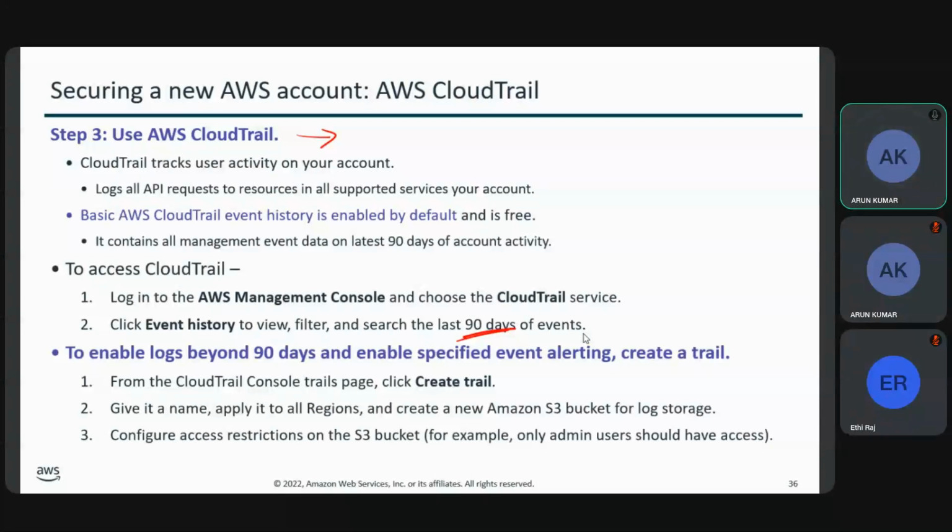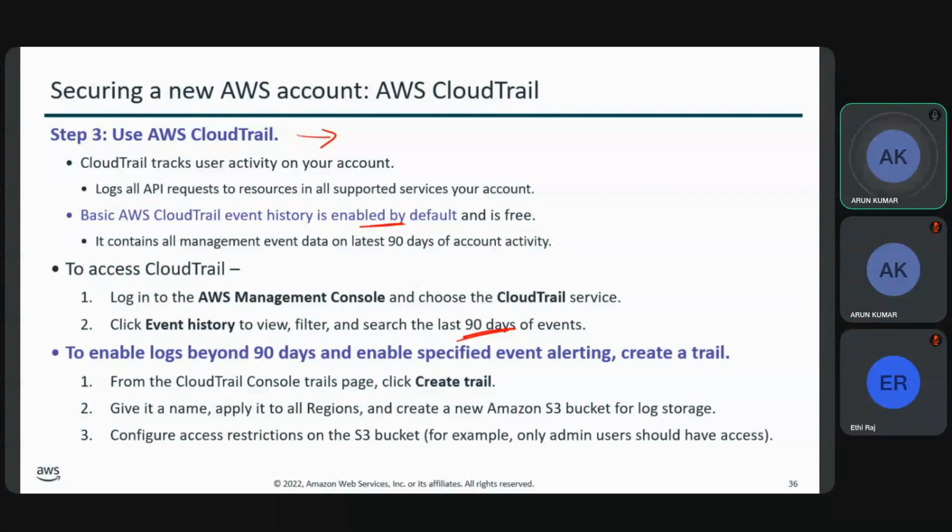But before that, one has to start using this CloudTrail service. So CloudTrail is required. Once it is enabled, by default you can get the access up to 90 days. So for any basic cloud history, it is enabled by default. If we want to create some extra settings for that, we can configure it.